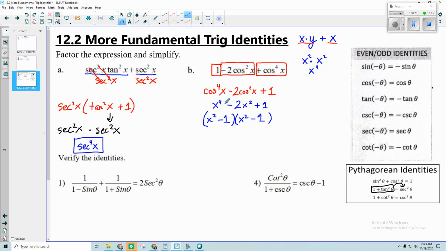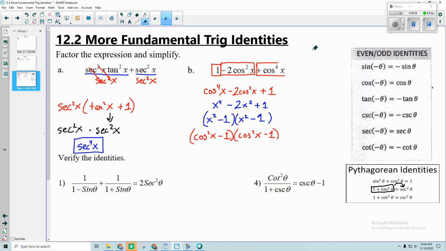Great, so that's what this will factor into, and then now I can go ahead and add the cosines back in. So I'm going to rewrite this as cosine squared x minus 1 and cosine squared x minus 1, right? Great, so now I've factored this. Is there anything I can do now to simplify this even further?